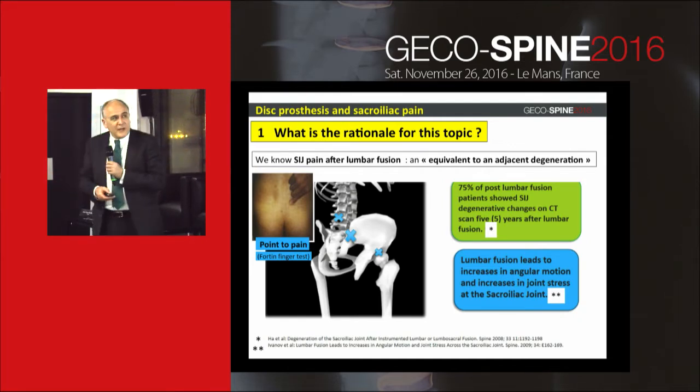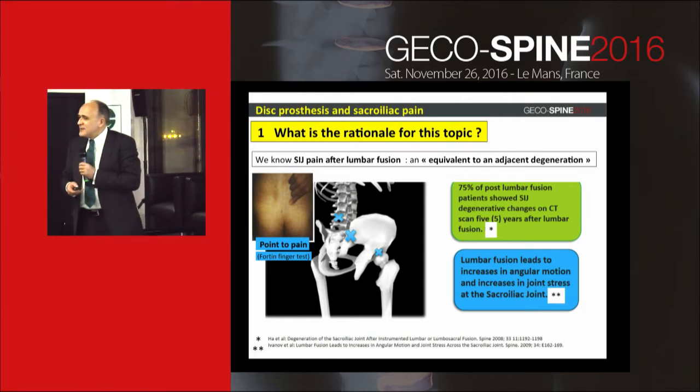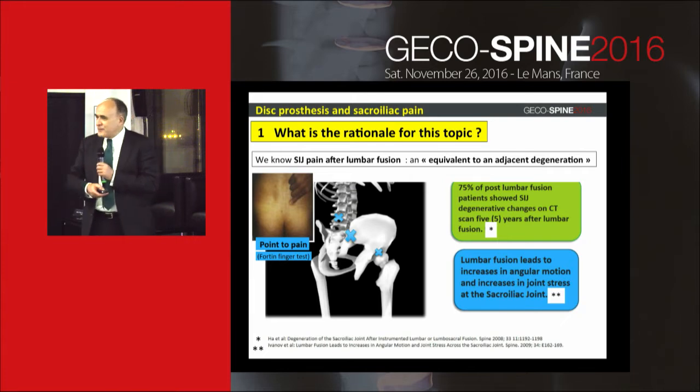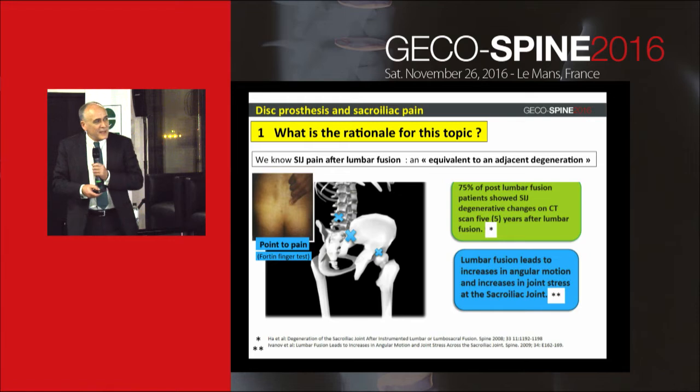We have other colleagues with the same experience, but we are also facing the problem we see with fusion regarding sacroiliac pain. And the diagnosis is not very easy because sometimes the patient comes saying, I still have a sciatica, but it is not a true sciatica.